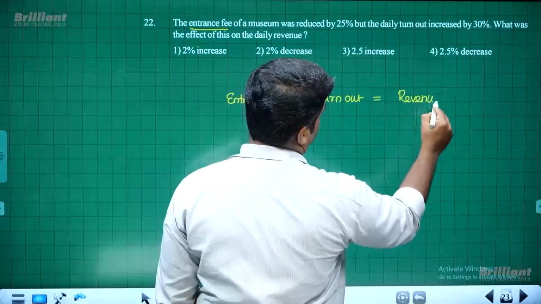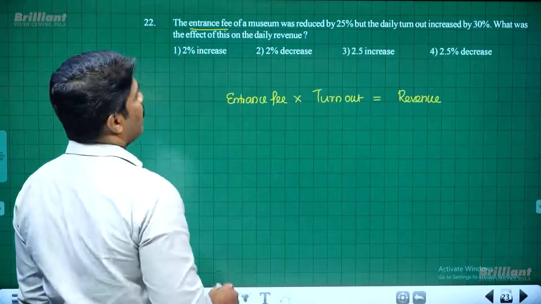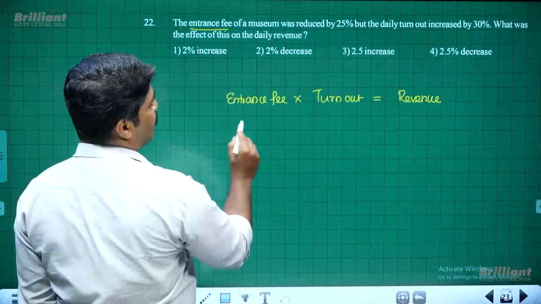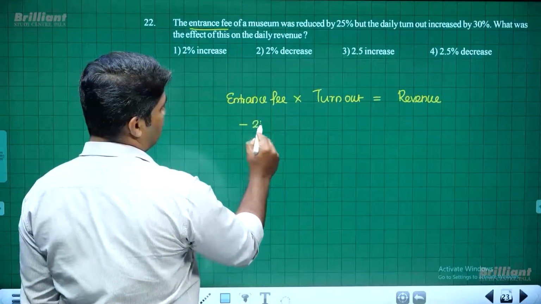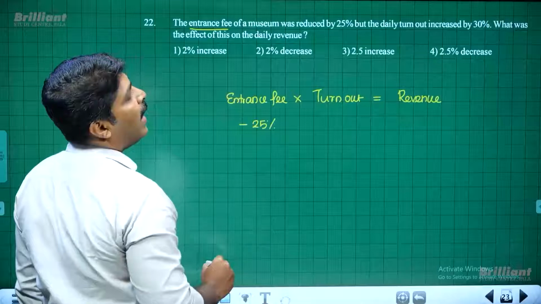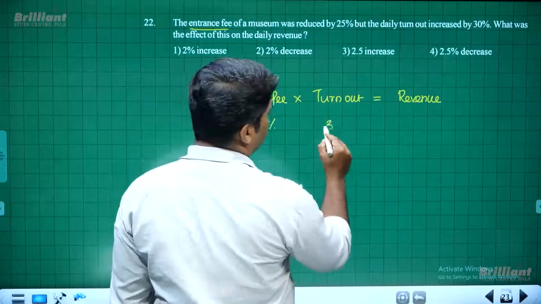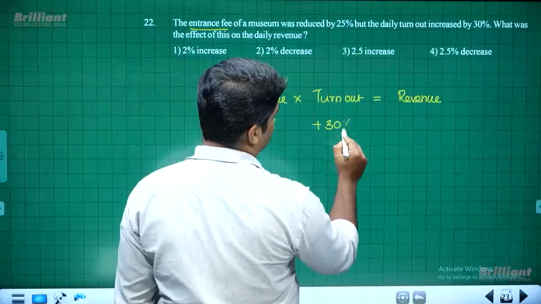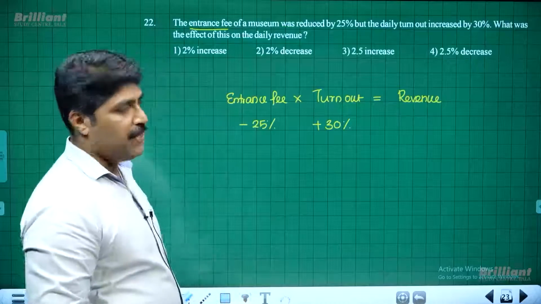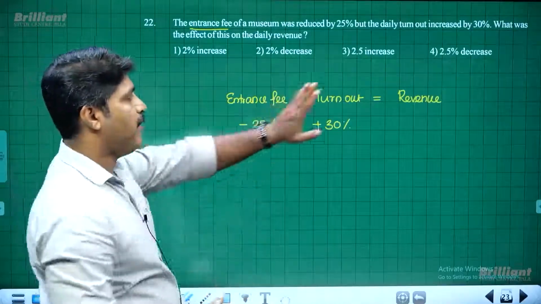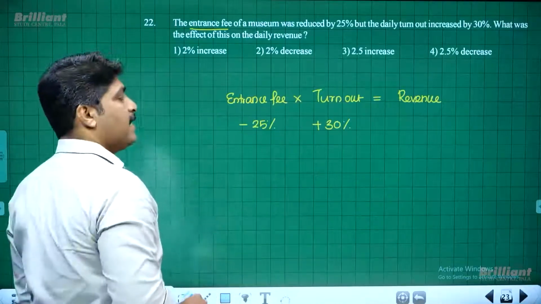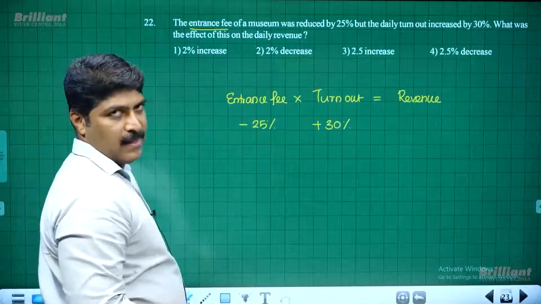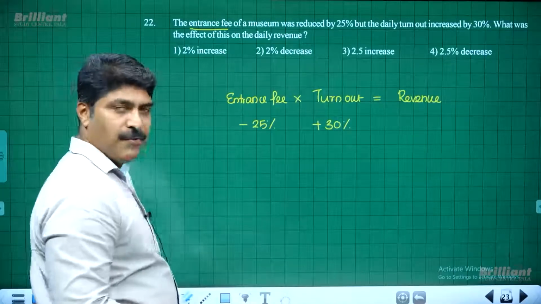Got it? So this is the relationship. If the entrance fee is reduced by 25% and daily turnout increased by 30%, how will it affect the revenue? As we know, the product of these two values is equal to revenue. So there is a direct result. That is called the concept of successive variation.